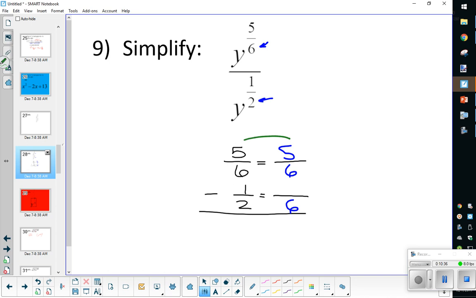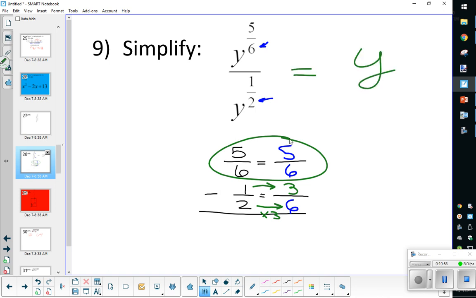The top is the same. It's just 5/6, so it stays 5/6. On bottom, though, it's 1/2. So to go to there, I had to multiply by 3. So I got to do the same thing on top. It's going to be 3/6. 5/6 and 3/6. Where is there more? Is there more on top or bottom? On top, so you know that at the end, my answer is going to have a y on top and not on bottom. And then all I got to do is take 5/6 minus 3/6.